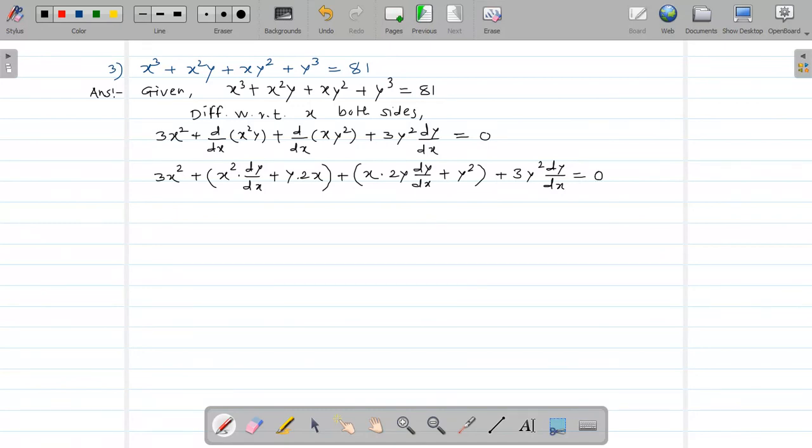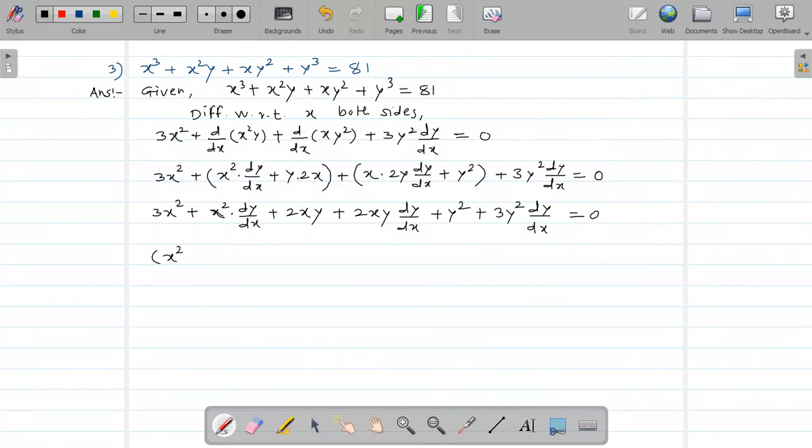Now see this expression totally, I will rewrite this: 3x square plus x square into dy by dx plus this is 2xy plus this is 2xy into dy by dx plus y square plus 3y square into dy by dx is equal to 0. Now see all the terms which contain dy by dx, so keep those together.